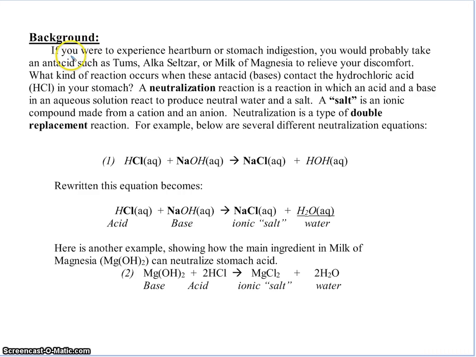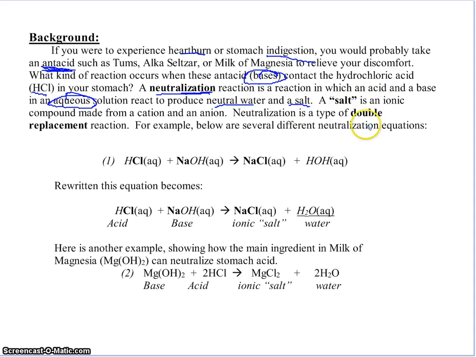Alright, if you were to experience heartburn or stomach indigestion, you'd probably take an antacid, so anti-acids such as Tums, Alka-Seltzer, or milk of magnesia to relieve your discomfort. What kind of reaction occurs when these antacids, so anti-acids, which is a base, contact the hydrochloric acid, HCl, in your stomach? A neutralization reaction is a reaction in which an acid and base in an aqueous solution, so they're dissolved, react to produce neutral water and a salt.